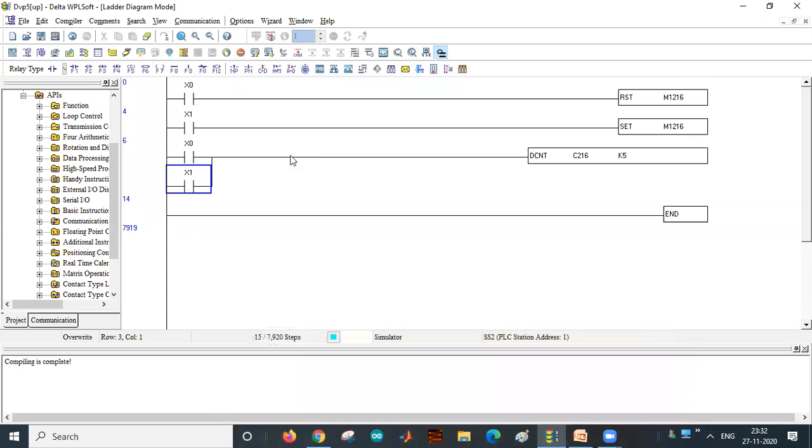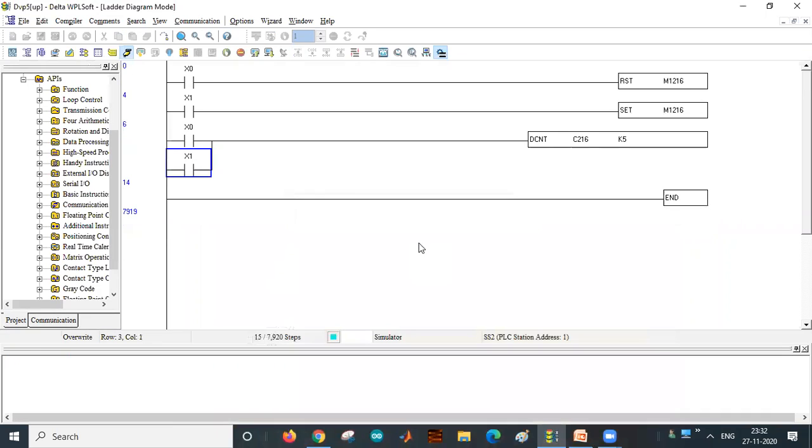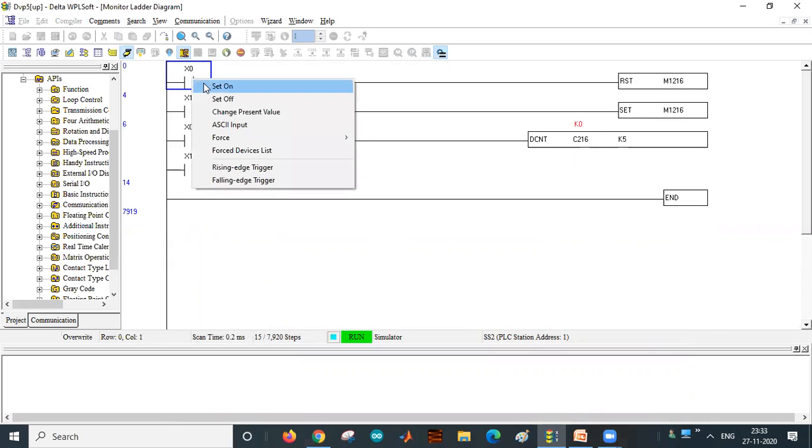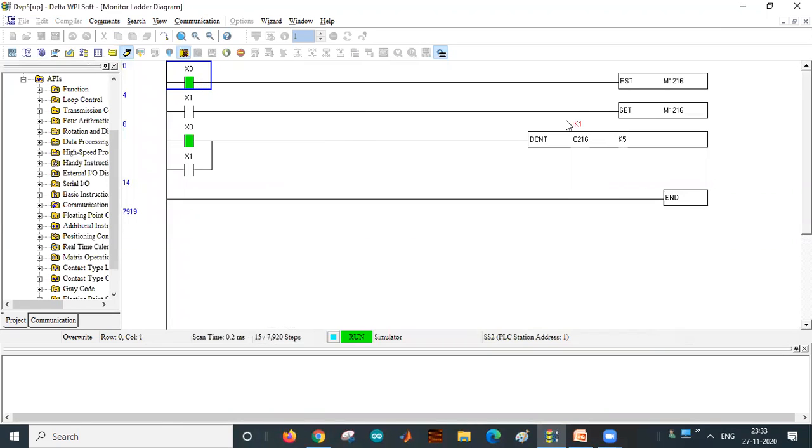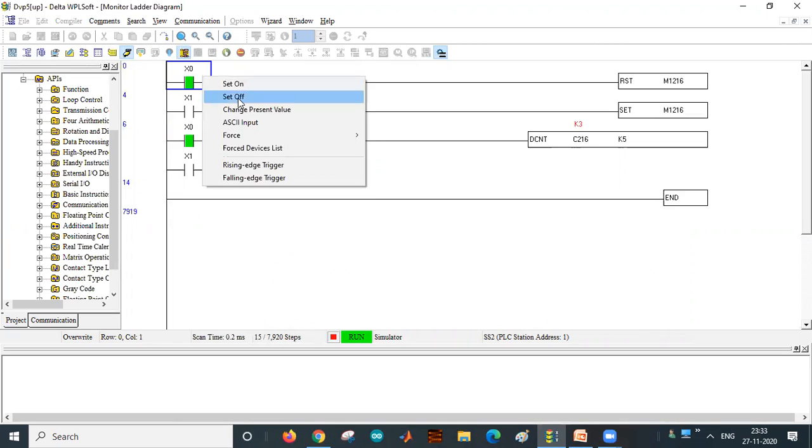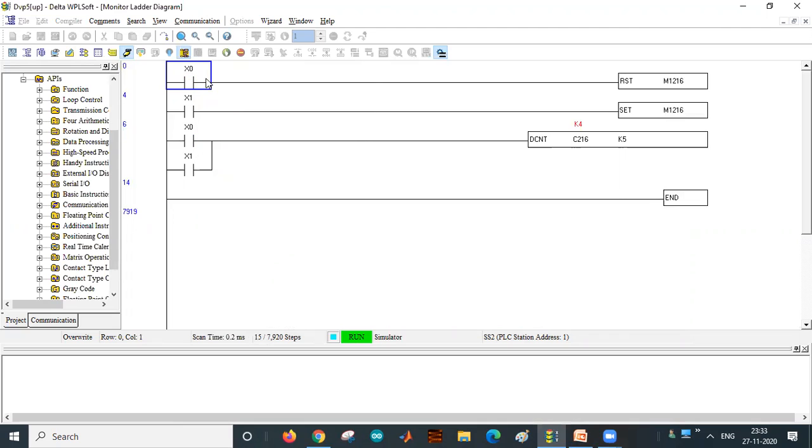Now you compile the program and keep it in simulator mode, switch on online, or on the PLC. Now whenever X0 is on, it will reset and count up. See here, your counter has increased by 1, right? If another product comes, it will become 2. However many times the sensor detects a product, that many times the counter value will keep increasing, up to 5.